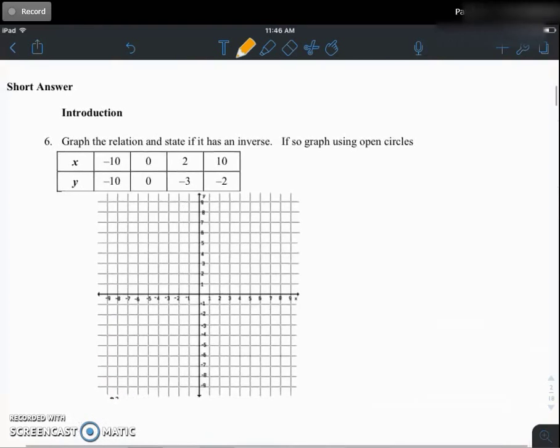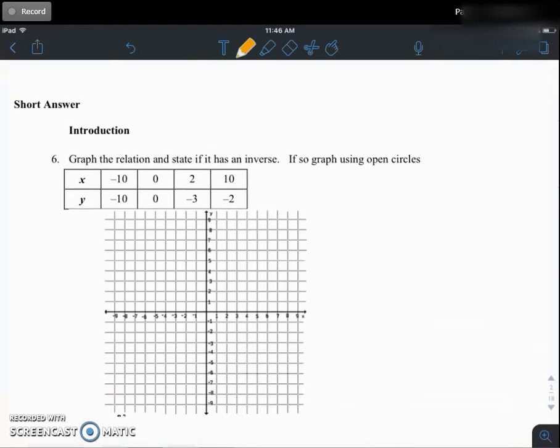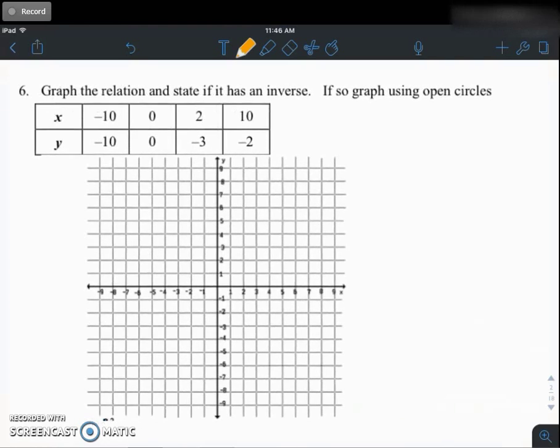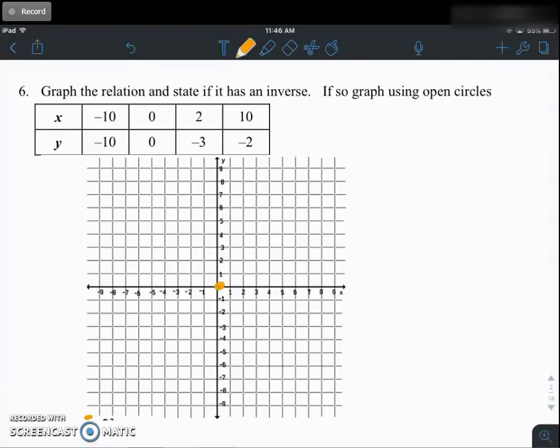Alright, so we look at our first example, and we graph just the relation. Okay, so we graph negative 10, 10, negative 10, 0, 0, 2, negative 3, and 10, negative 2. So if we graph all those points and check first if it is a function by the vertical line test, as we can see, if I draw vertical lines through all my points, it never hits. The line never hits more than 1 point, so it is a function.